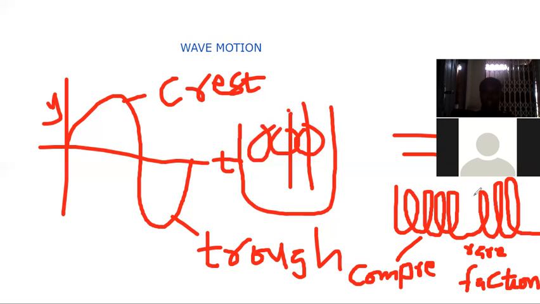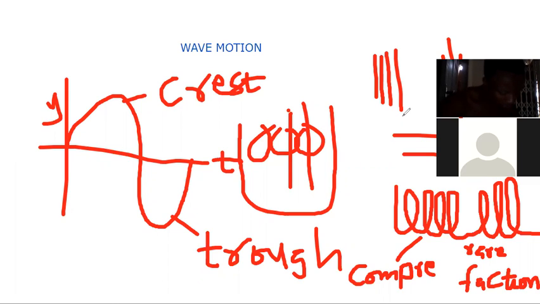There are some instances where you can also represent this another way. Where they are compressed, you just draw it this way, then you leave a space, then continue. Within the space, we call that the rarefaction, and this one the compression. You can also represent it this way, so this is CSRC, and so on and so forth.